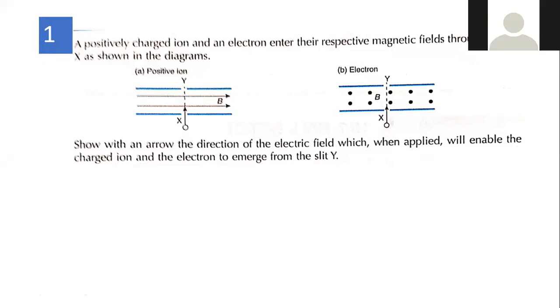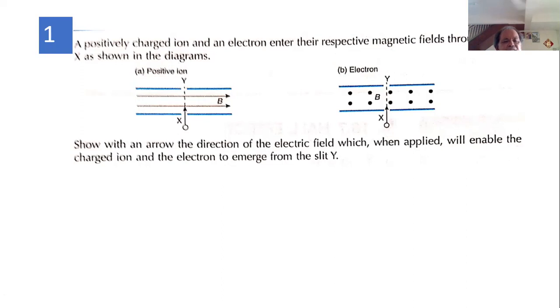Okay, let's try that. To review you: a positive charged ion and an electron enter the respective magnetic field through the slit X. That's your slit X. That's your magnetic field. This is a positive ion. This is the electron. Show with an arrow the direction of the electric field which, when applied, will enable the charged ion and the electron to emerge from Y. Where's the direction of the electric field in this case?